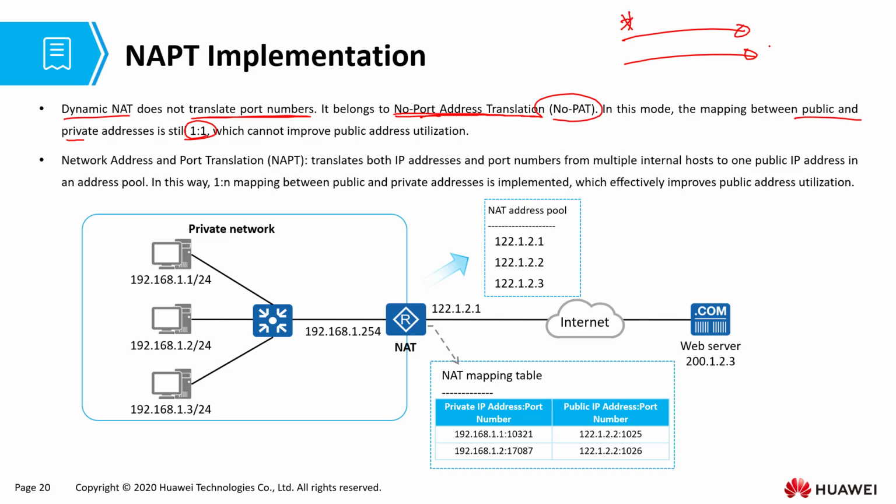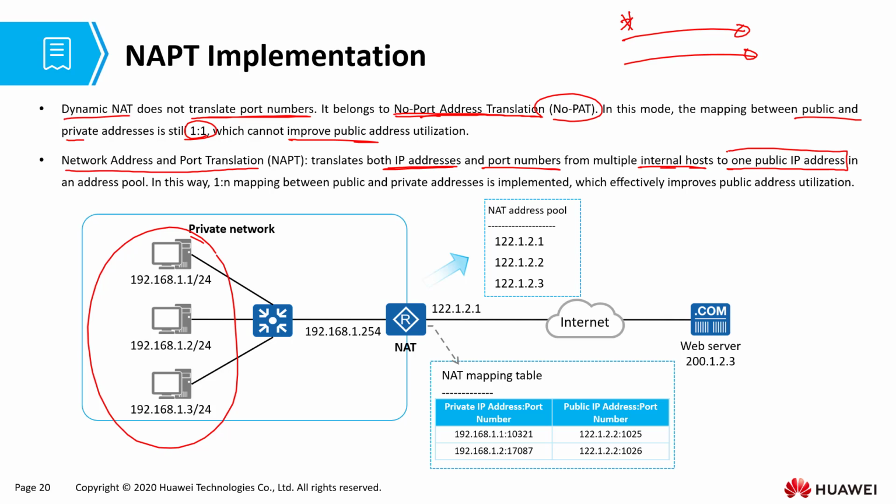But it's still one-on-one. So if you have 3 users, you need 3 public IP addresses. If you have 100 concurrent users, you need 100 public IP addresses, which is not really improving public address utilization. So network address and port translation translates both IP addresses and port numbers from multiple internal hosts to the same public address in an address pool.